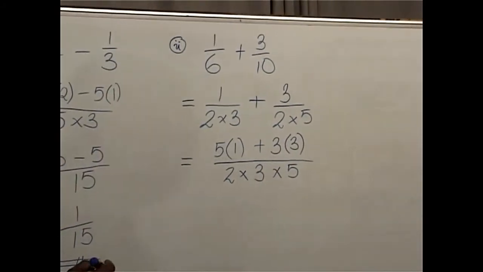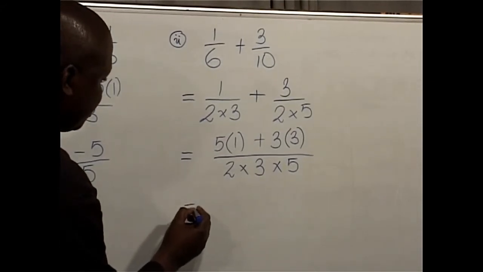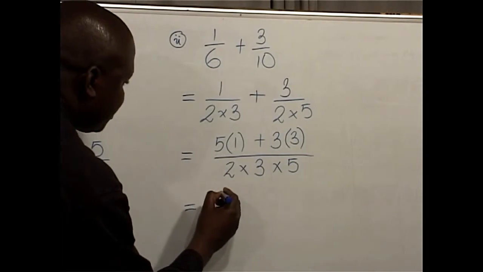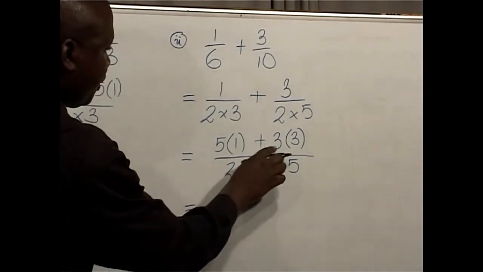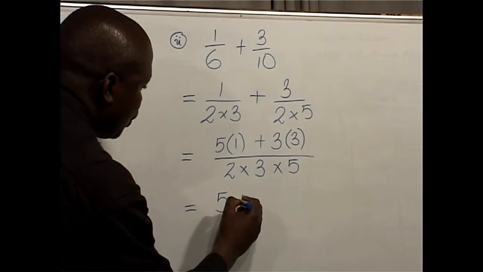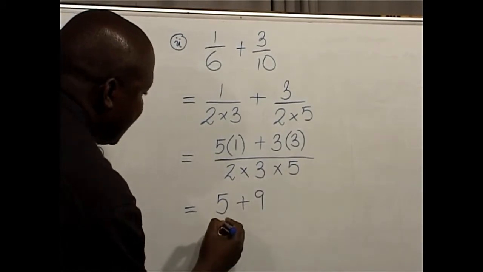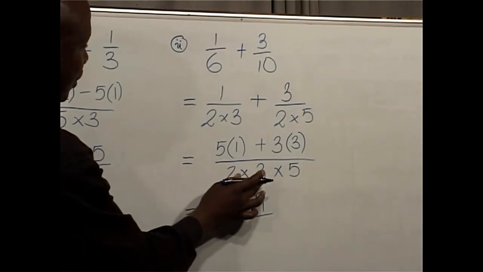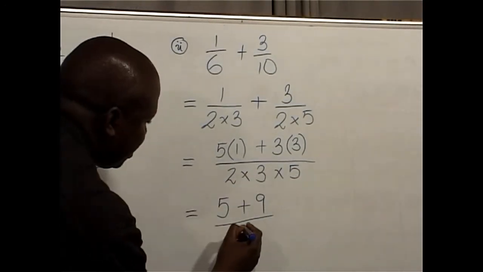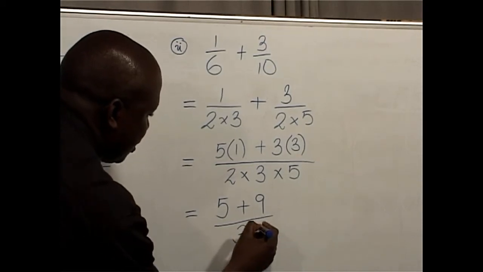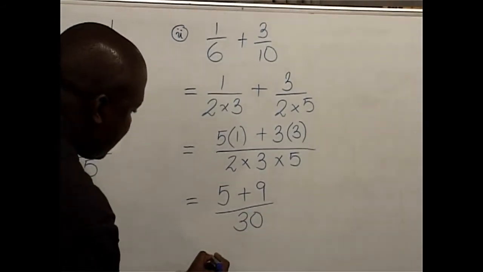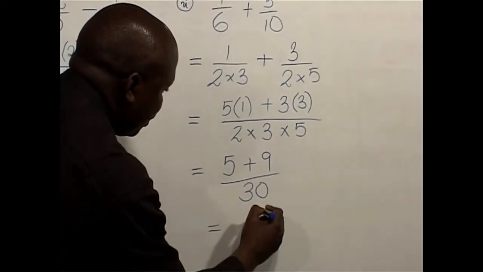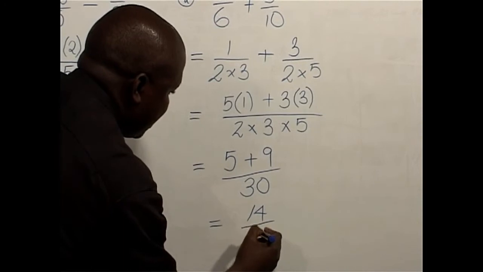Then we will proceed as was the case before. 5 multiplied by 1 will give us 5. Positive 3 multiplied by 3, this is going to be 9, divided by the product of 2, 3 and 5, which is going to be 30, like we stated earlier on. Then in the numerator, we are going to have 14 divided by 30.